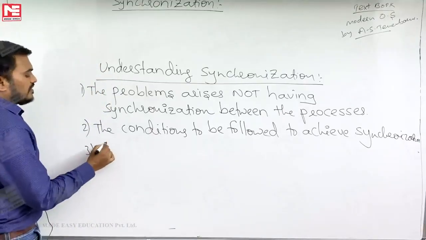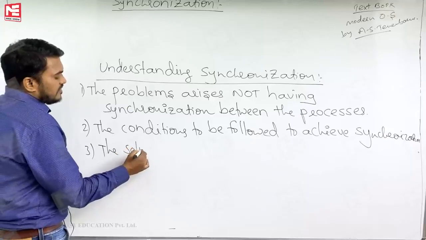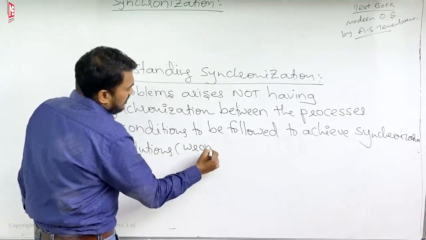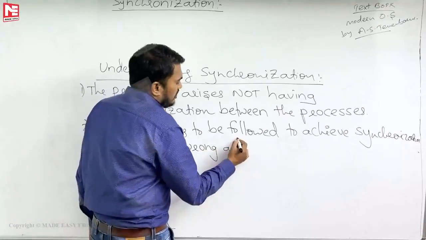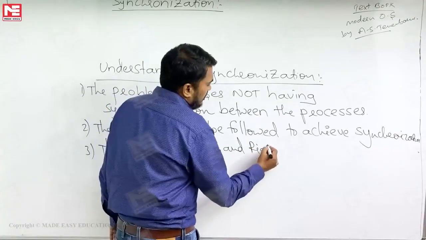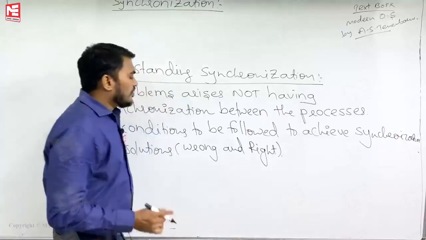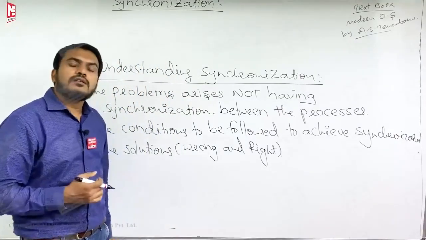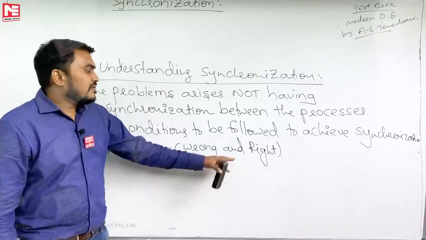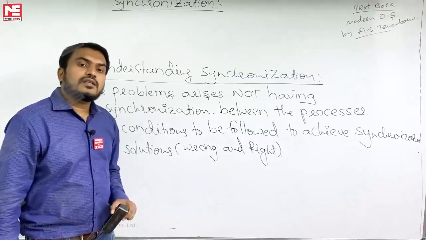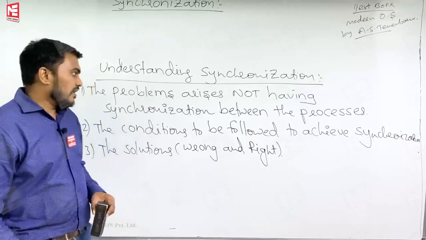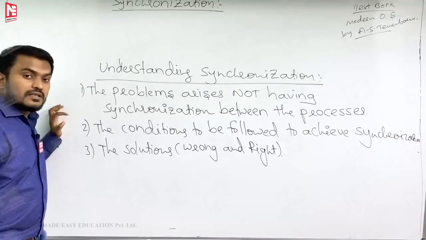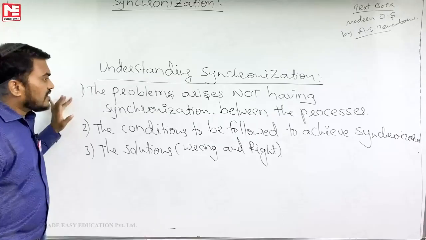And in the third step I will discuss the solutions. So, what are the various solutions available? Solutions include wrong solutions and also right solutions. Both we will discuss. In the wrong solution you will understand why the solution is wrong, and in the right solution you will understand why the solution is right. So these are the 3 different steps in which I am going to discuss synchronization. So I am repeating, what will I tell in the first step?